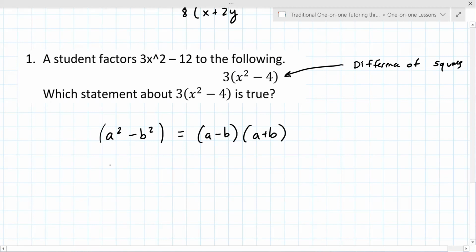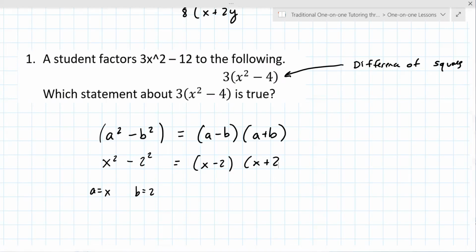So how does that help you? Well, in your problem, it's really x squared minus 2 squared. You see that 4 is really 2 squared. So your a is x and your b is 2. B is never negative. B is always the thing that you're squaring. So you simply write it as x minus 2, x plus 2. Difference of squares always has subtraction, and it always has 2 terms.